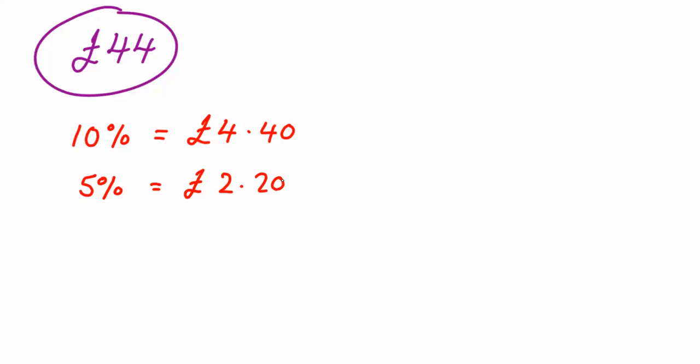Another example would be for, say, a smaller amount of money, £44. So once again, I would work out 10%. Now when I divide by 10 this time, it's not as simple as knocking a naught off because a naught isn't there. So 44 divided by 10 is £4.40. Once again, 5% would be half of this, giving me £2.20. And I have worked out my two building blocks.